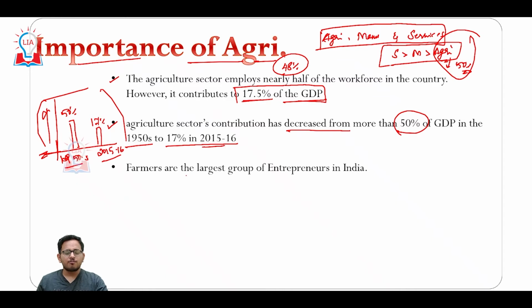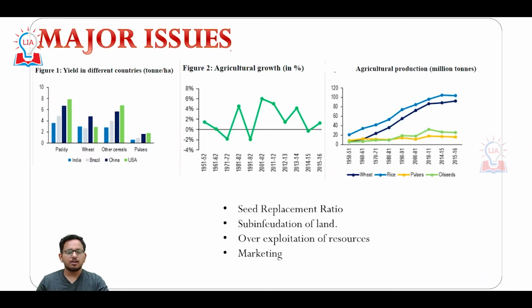Next, farmers are said to be the largest group of entrepreneurs in India, because of the number of people dependent on agriculture. In India, agriculture becomes very vital. In this case, what are the major issues? We have a few of the major issues faced by Indian agriculture today.